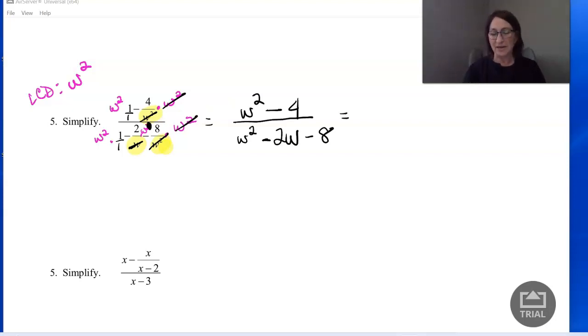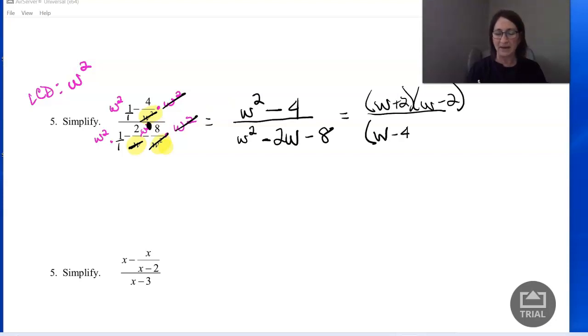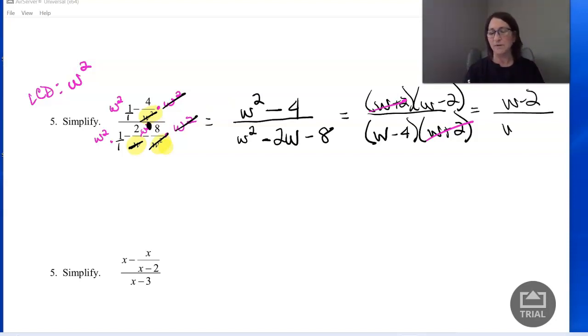So my numerator is the difference of 2 squares, so that is w plus 2, w minus 2. Then in the denominator, I want to know what can I multiply that gives me negative 8 but adds to a negative 2. Well, how about w minus 4, w plus 2? All right, so now we can reduce the w plus 2's. And so our final answer would be w minus 2 over w minus 4.